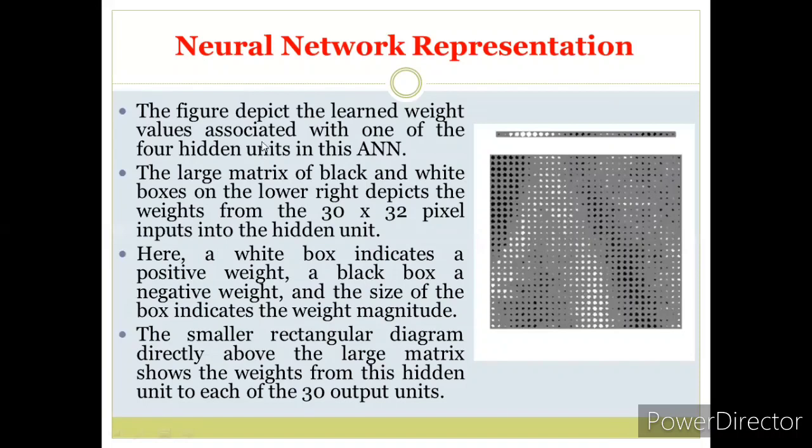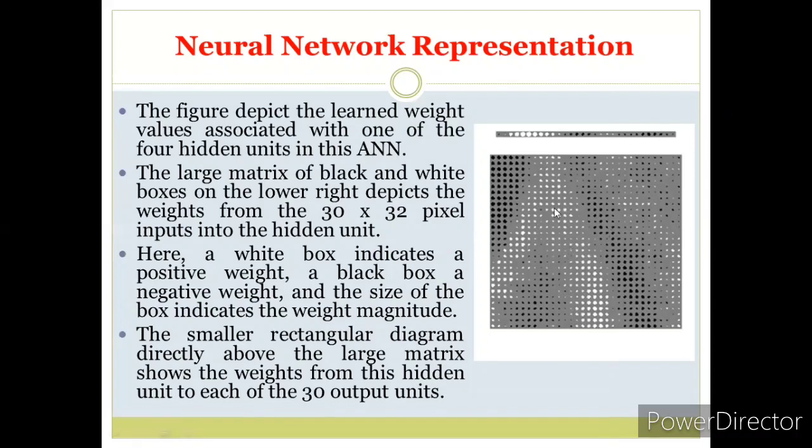The figure depicts the learned weight values associated with one of the 4 hidden units in the ANN layer. The large matrix, drawn in black and white, depicts the weights from the 30 by 32 pixel input to the hidden unit. A black box represents a negative weight and a white box a positive weight, and the size of the box indicates the weight's magnitude.